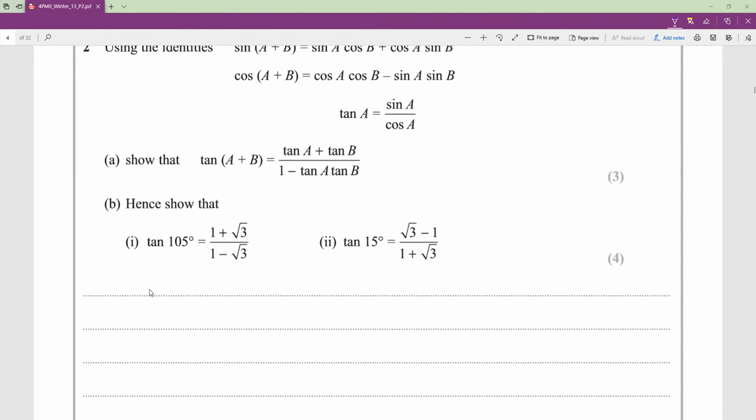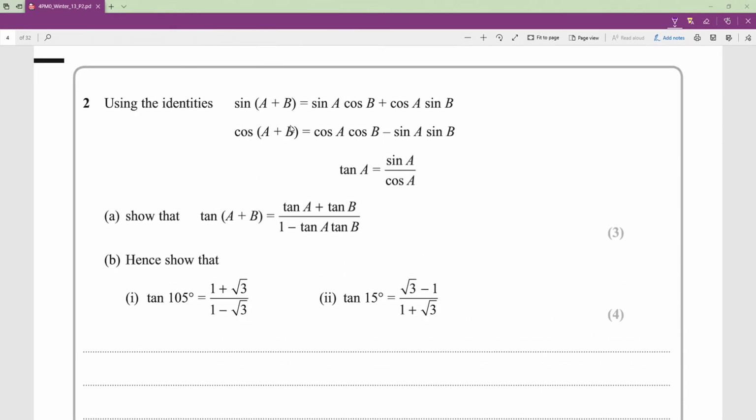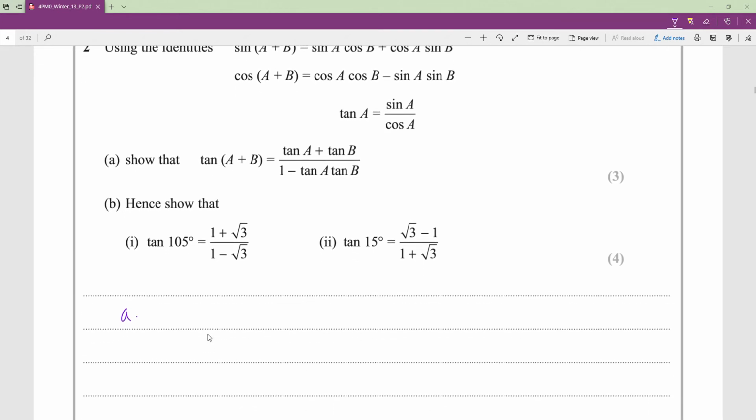Okay, so question 2. Using these identities, show that tan A plus B is tan A plus tan B over 1 minus tan A tan B. Alright, this is quite a satisfying proof. I think it's actually how they discern tan A plus B in the first place, because you can geometrically prove these two and then it goes to this. Alright, so let's take a look at this. Let's label these identities 1, 2, and 3.